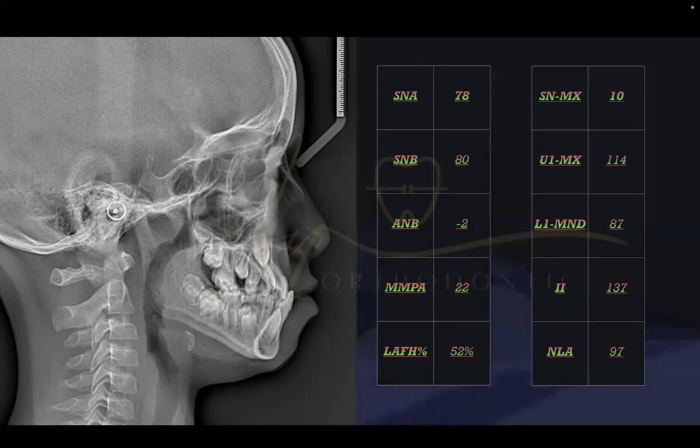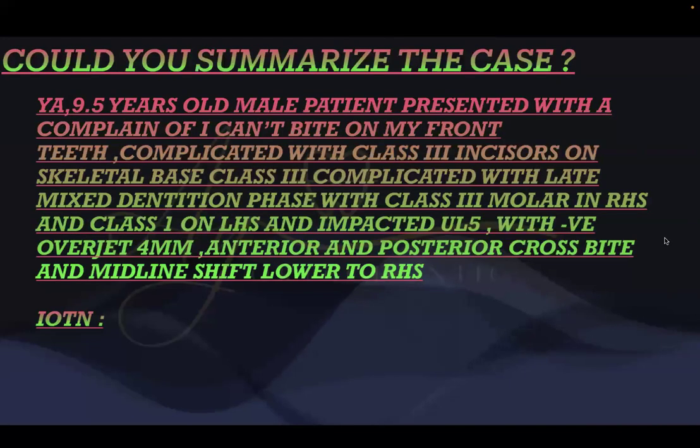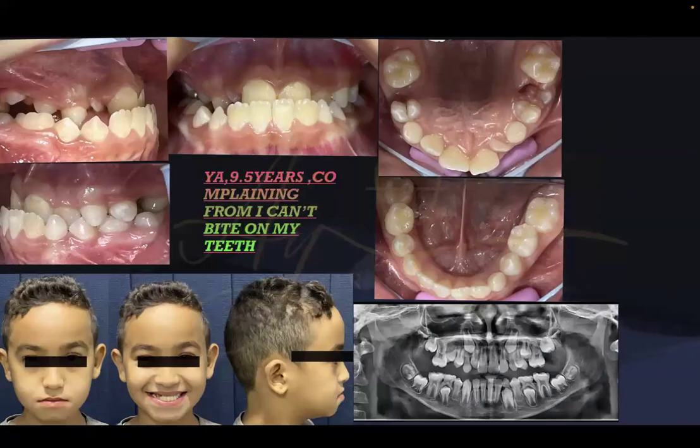The acceptance of the facial profile should be considered. If the patient is happy with the profile, we should not advise surgery. After the cessation of growth, and if the severity of the skeletal discrepancy is less, we should not advise the patient to go for orthodontic surgery. Okay, thank you.